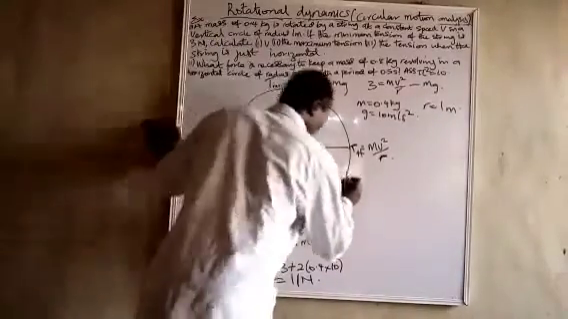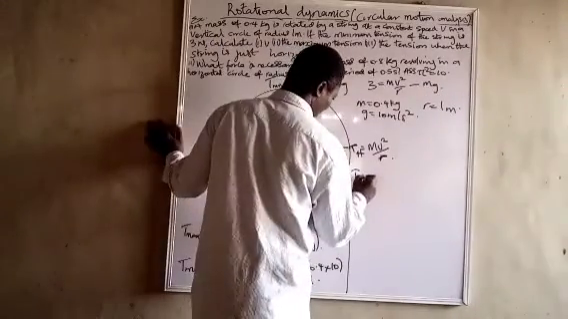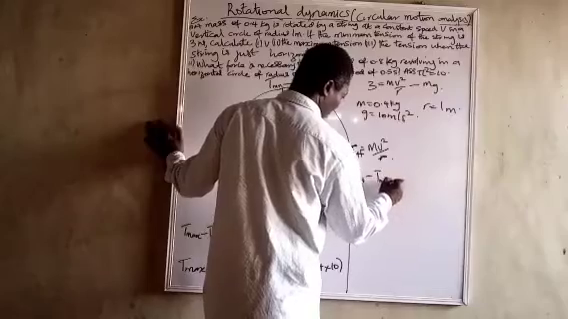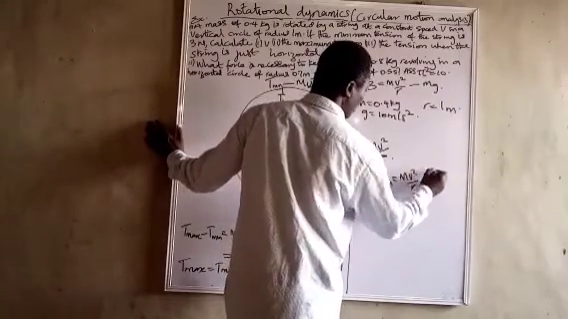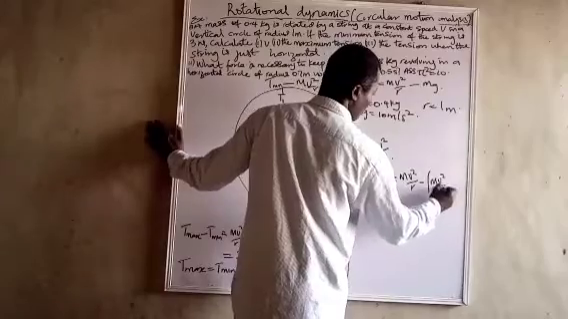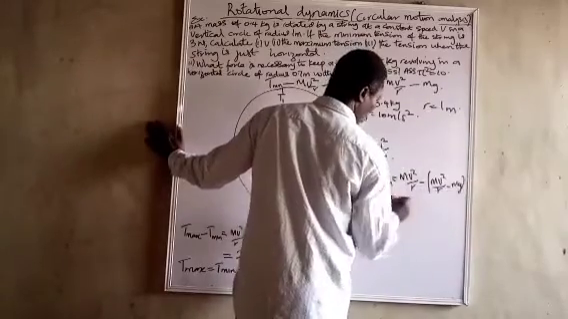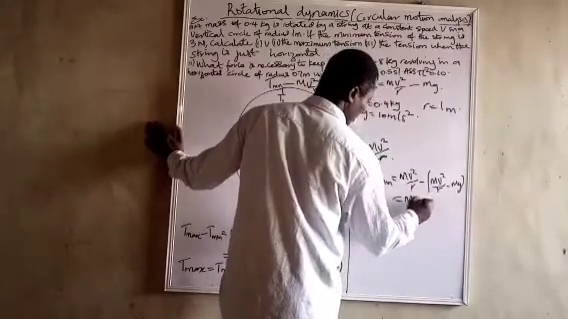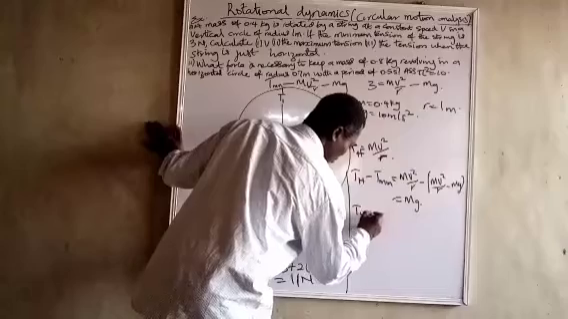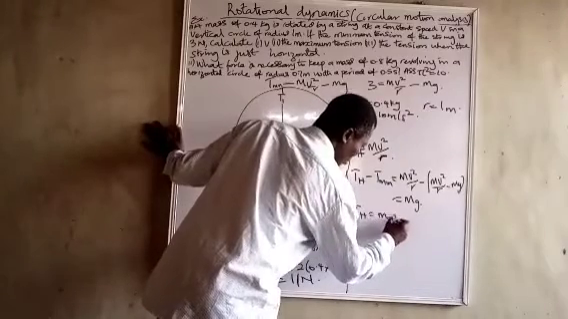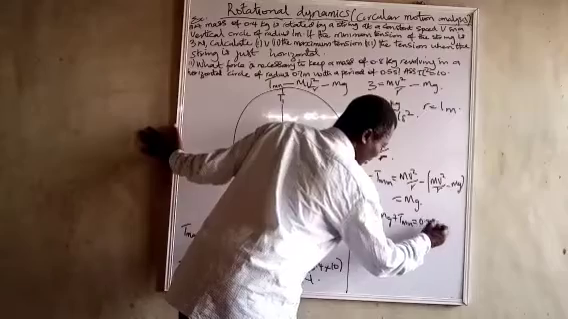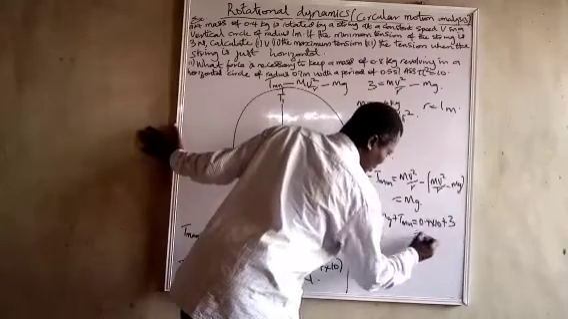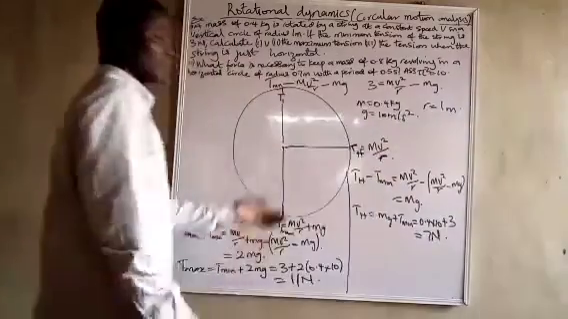When the string is just horizontal, I call it T_H. T_H minus T minimum will be equal to mv squared over r minus mv squared over r minus mg. So you can see that this one equals mg. Therefore, T horizontal will be equal to mg plus T minimum, which is 0.4 times 10 plus 3, and that is 7 Newton. Very easy to get.